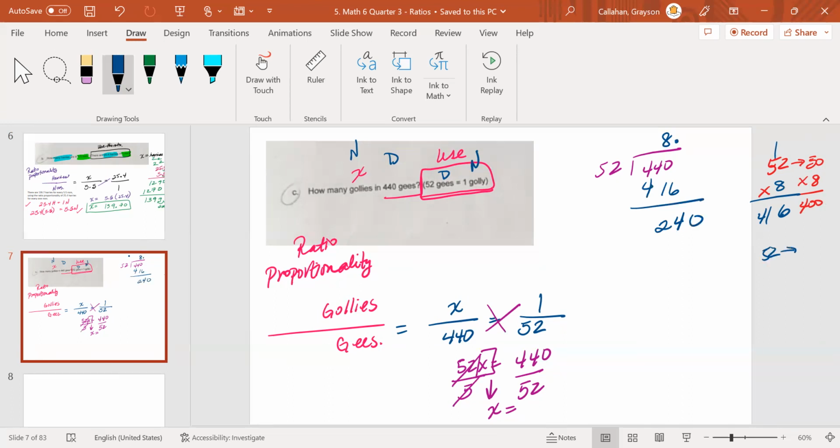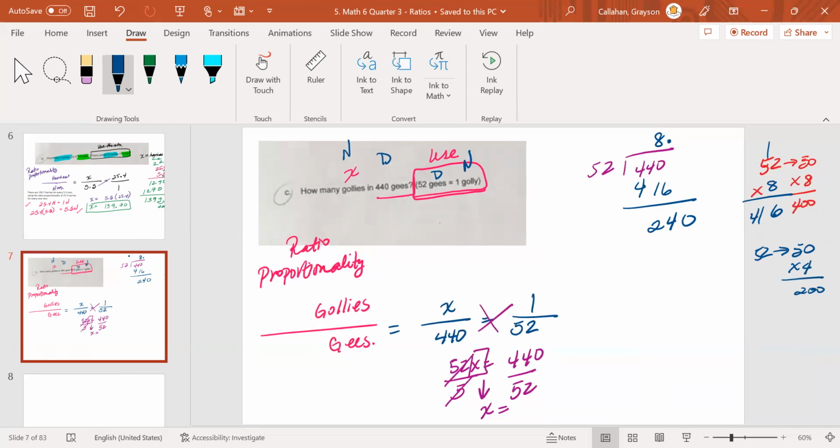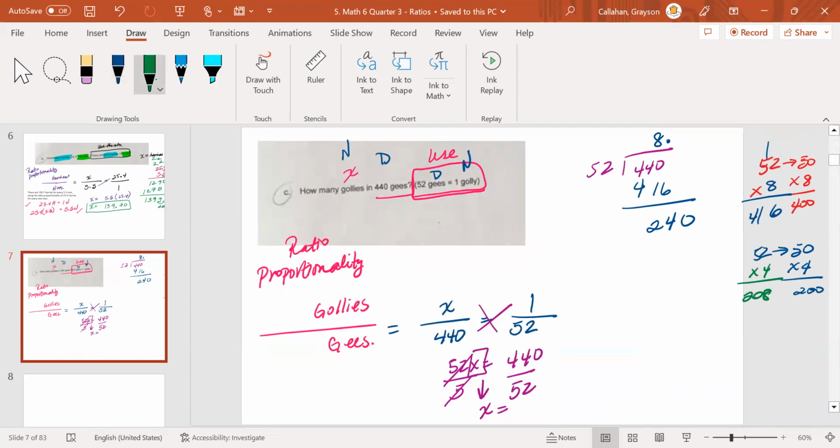Now 52, again, is close to 50. 50 times what is close to 240? I know 50 times 4 is 200, right? So what's 52 times 4? 208. So I'm going to put 4.